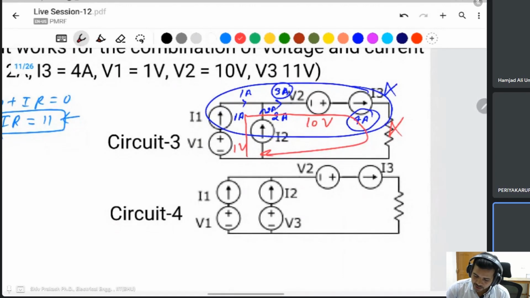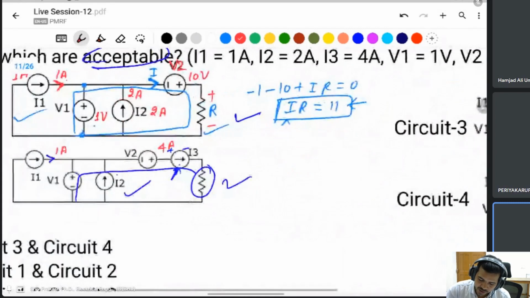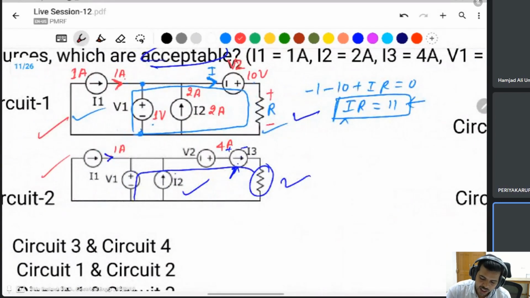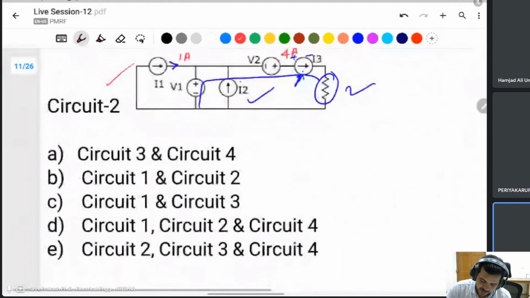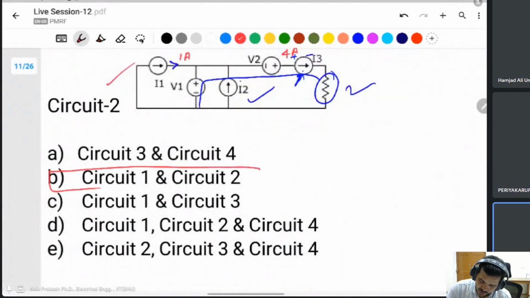Same thing, check for the next question also. I1 is 1 ampere, I2 is 2 ampere, I3 is given as 4 ampere, and the same 1 ampere is flowing here, 1 ampere here because of a series connected current source. So this will be 3 ampere, not 4 ampere. This is also invalid. Only the first and second are valid, acceptable. Circuit 1 and 2 only.